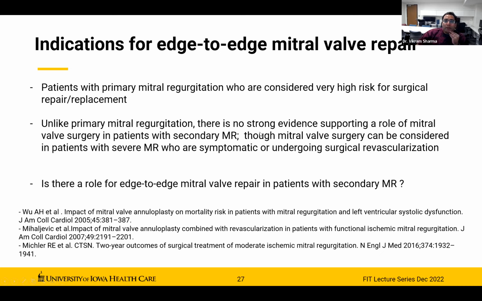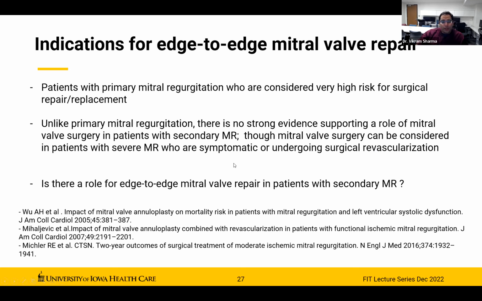Unlike primary mitral regurgitation, there isn't really strong evidence supporting the role of mitral valve surgery for secondary MR. Currently, there is a recommendation for mitral valve surgery in patients who have severe MR, who may be having a lot of symptoms despite medical therapy, or who are undergoing surgical revascularization for coronary artery disease. You can still consider it, but again, the evidence is weak.